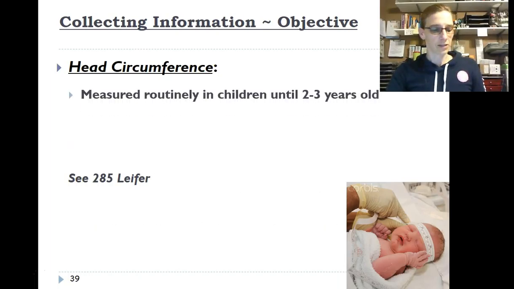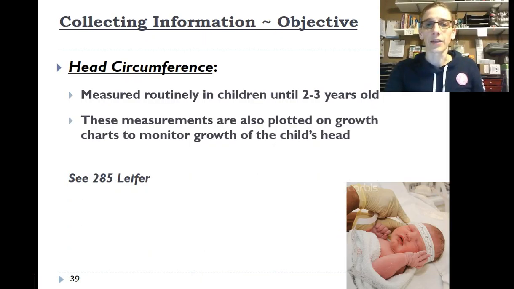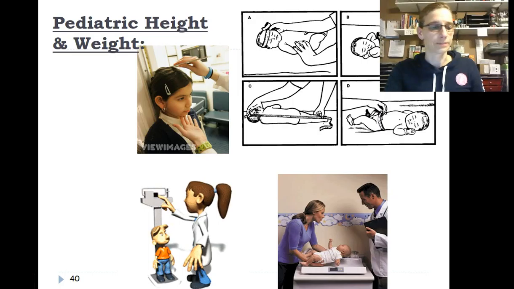Head circumference. Head circumference is measured routinely in children until they're 2 to 3 years of age, because we're making sure that the head is growing with the body, not too large, not too small. They're plotted on the growth chart as well to monitor the growth.